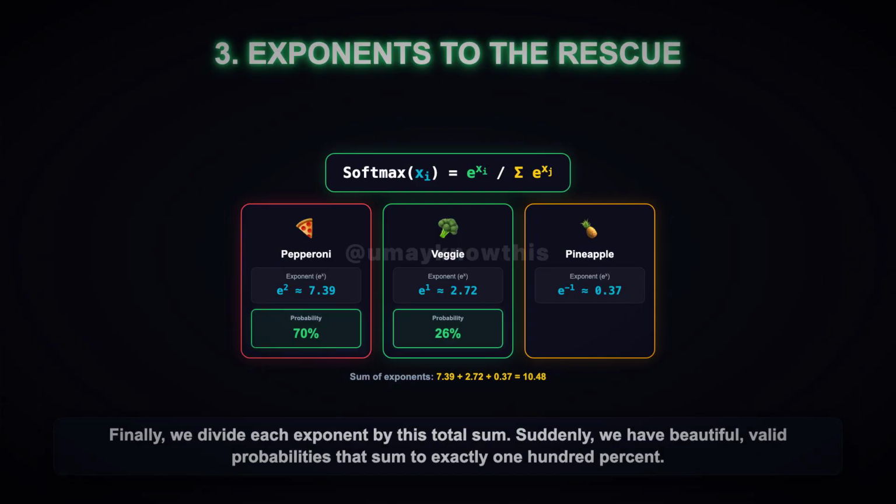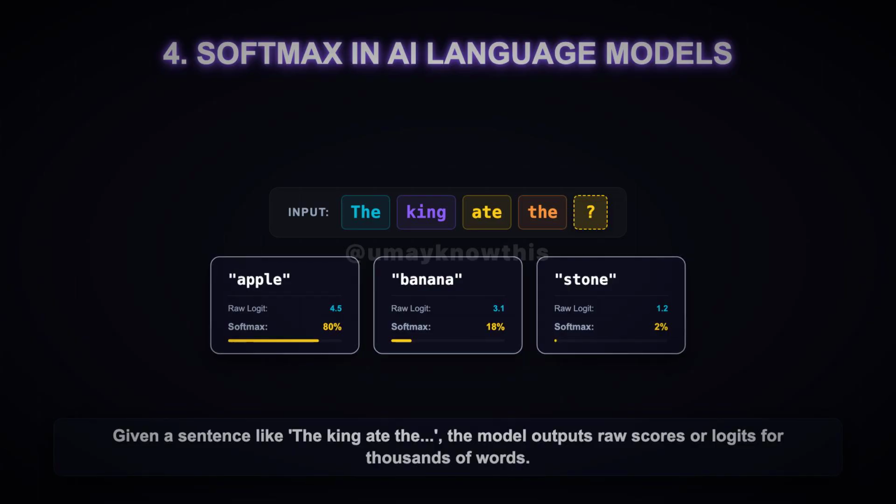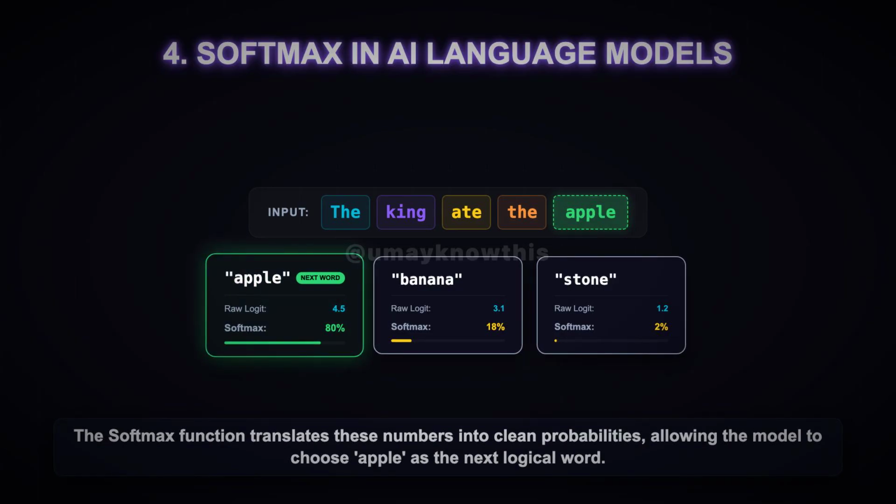Now, we sum them up and divide each by the total. Suddenly, we have beautiful probabilities that sum to exactly 100%. In large language models, the same Softmax function converts raw logits for thousands of potential next words into a clean probability distribution, allowing the model to choose the next logical word in a sentence.